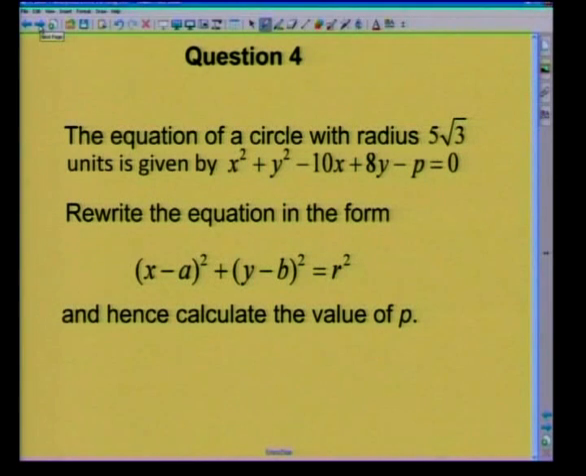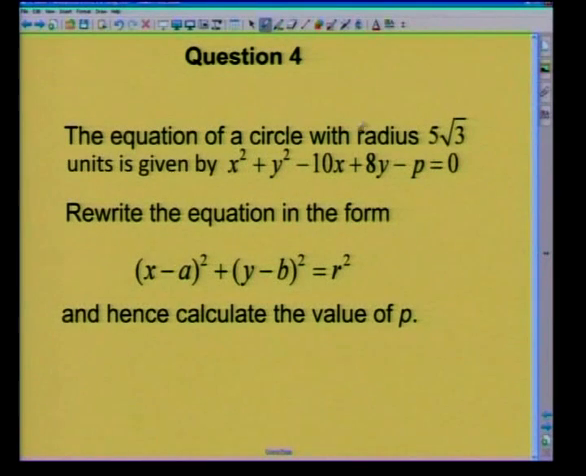Right, so I did leave a blank page here because I was going to turn over, but I decided rather to keep it there. So now we're going to the next question, question 4. This one says the equation of a circle with radius 5 root 3 units is given by this. But you say we've done that before. Yes, we have. But the difference here is this time we don't have the full equation. If you look at it, we've got a p here. We do know the radius, so there has to be some tie in here.